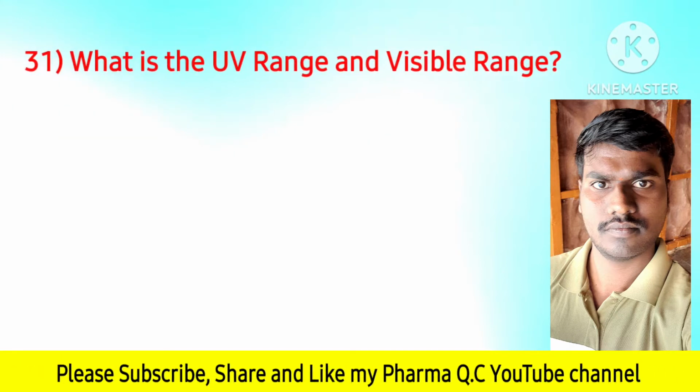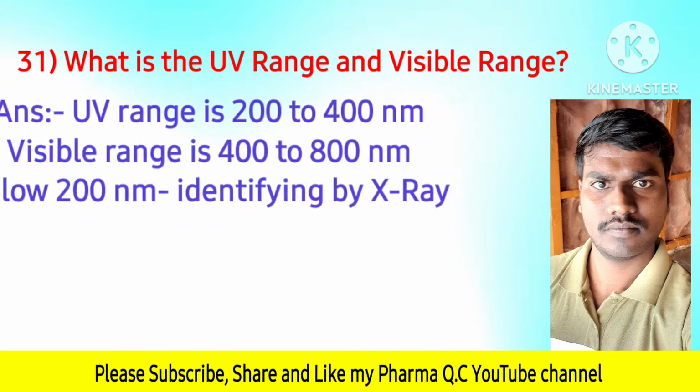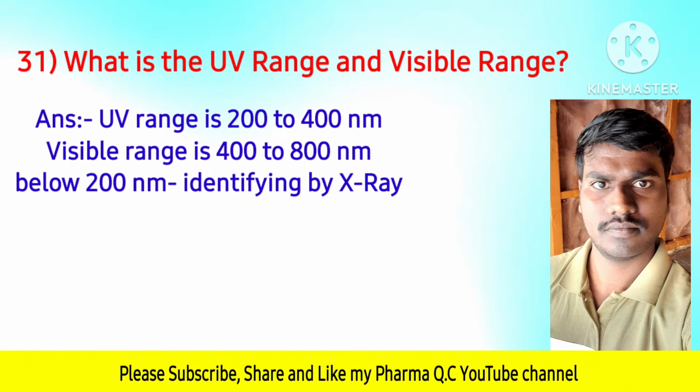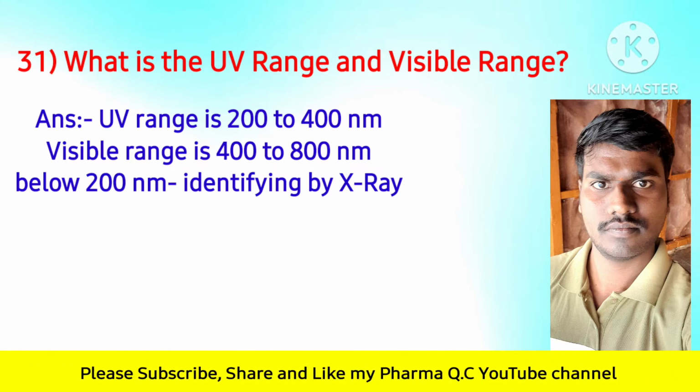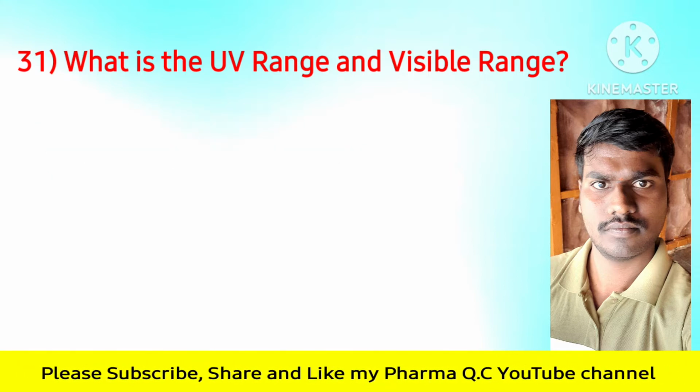What is UV range and visible range? Answer is UV range is 200 to 400 nanometer, visible range is 400 to 800 nanometer. Below 200 nanometer means we are identifying by X-ray.